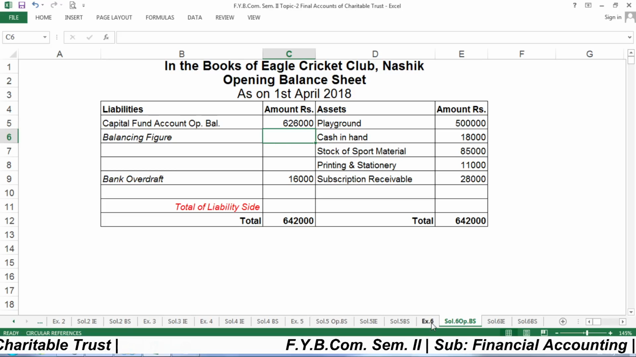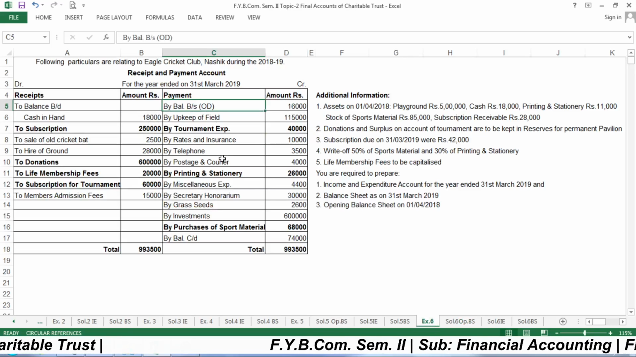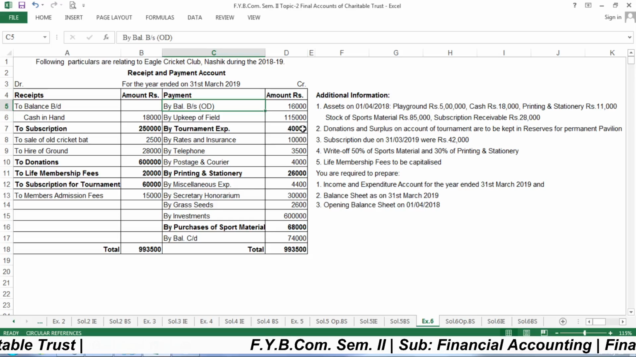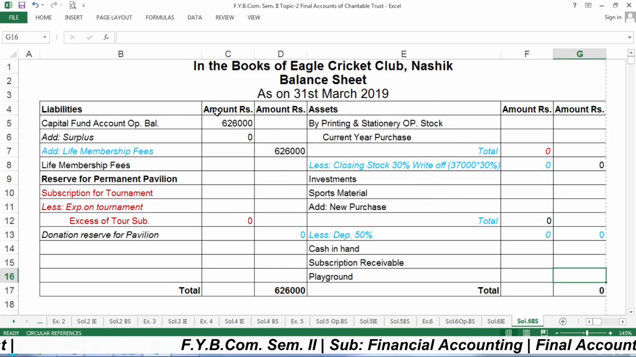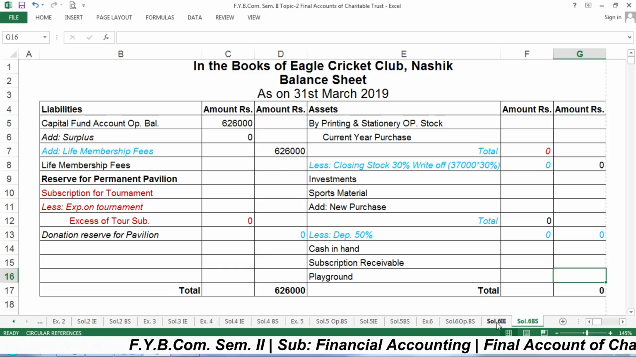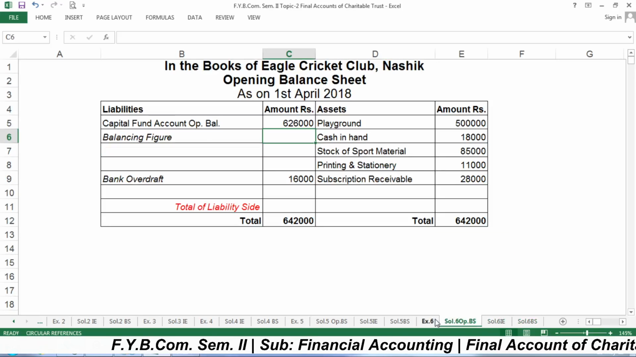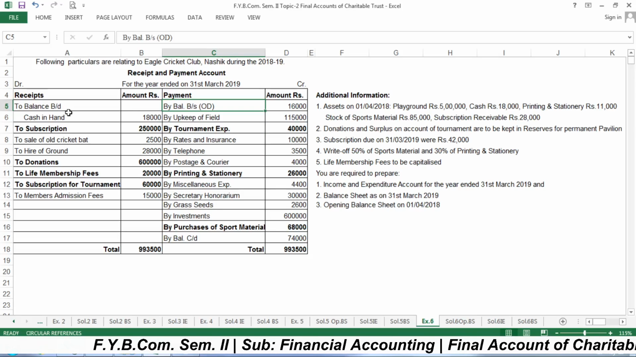But we have to check that any other expense, any other asset or liability is not missing over here. According to my knowledge, everything is mentioned. So 6,26,000 is our capital fund, and it is reflected in the closing balance sheet. So here capital fund, that is opening balance of rupees 6,26,000, is reflected over here. Now we will start with the solution.